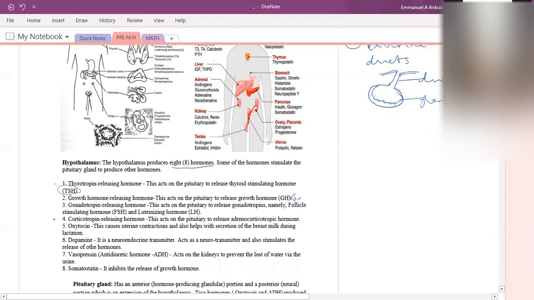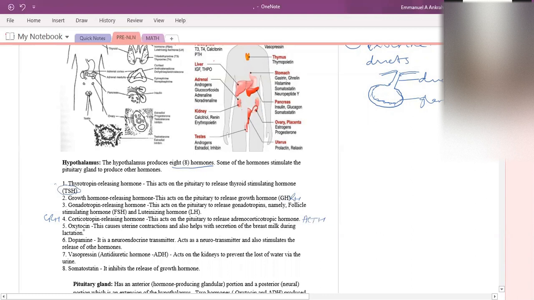Then they also have corticotropin releasing hormone, CRH. This one acts on the pituitary to cause it to release the adrenocorticotropic hormone, ACTH for short. We'll talk about that as well.